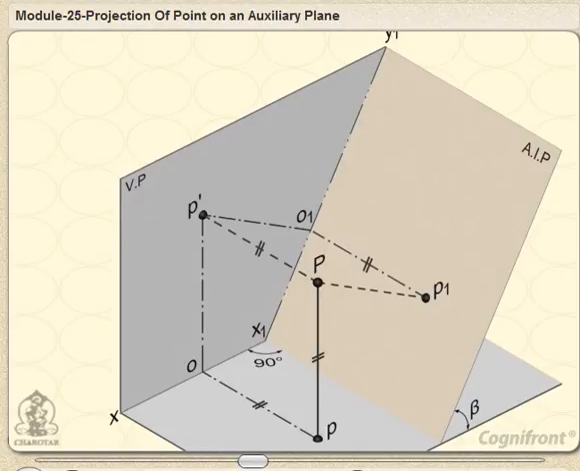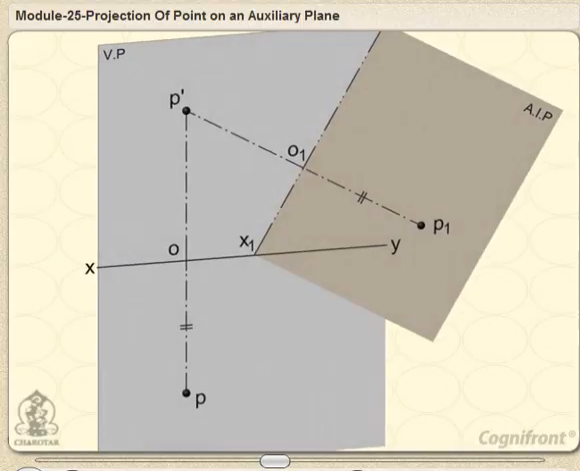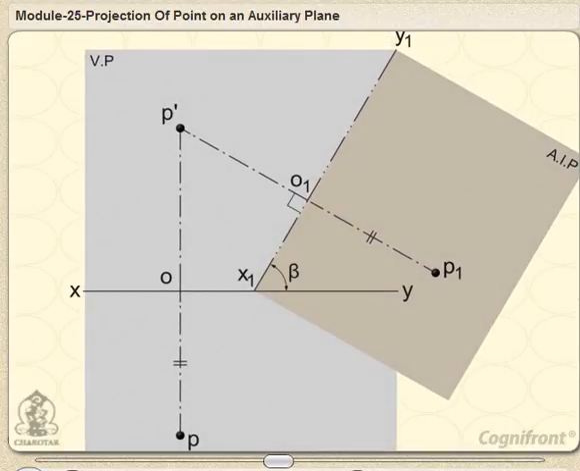It can be seen that P1O1, the distance of the auxiliary top view P1 from X1Y1, is equal to PO, the distance of the top view P from XY, which is equal to P'P, the distance of the point P from the VP. The HP and the AIP are then rotated about the VP to which they are perpendicular. X1Y1, the line of intersection between the VP and the AIP, makes the angle beta with XY. The line joining the front view P' and the auxiliary top view P1 is at right angles to X1Y1 and intersects it at O1. Note that P1O1 is equal to PO.